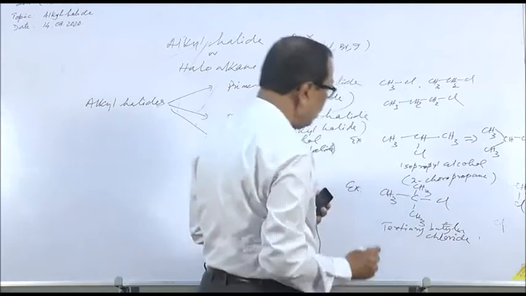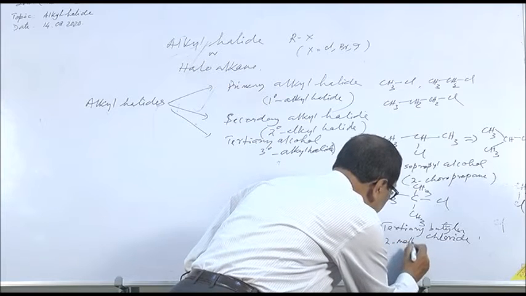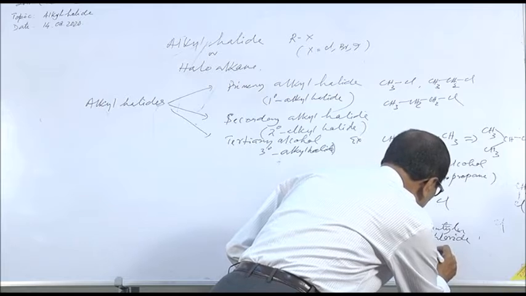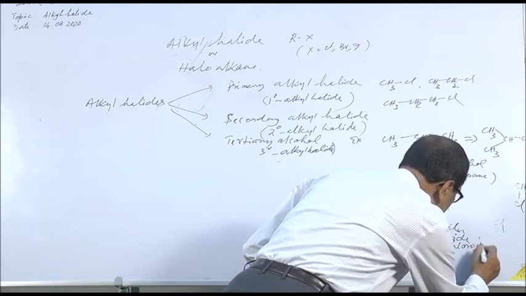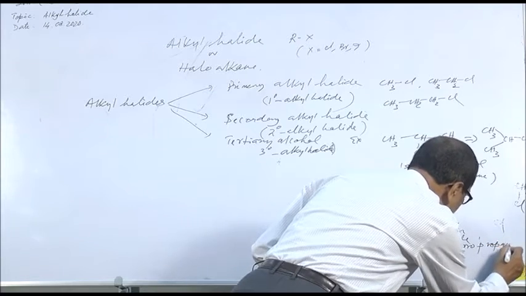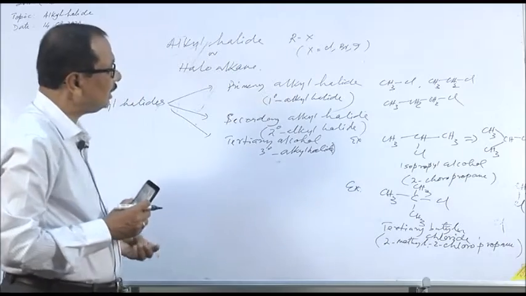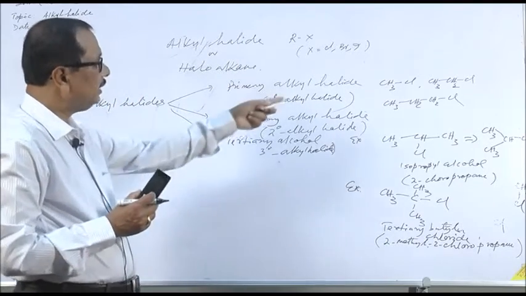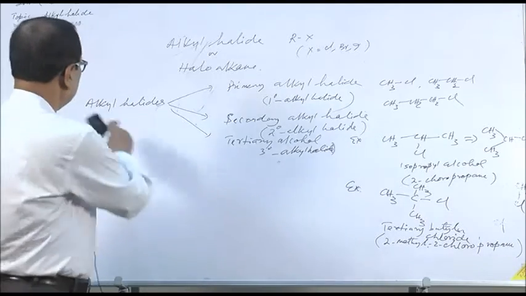Tertiary butyl chloride is called 2-methyl-2-chloropropane in the IUPAC system. So, alkyl halides are classified into 3 categories: 1 degree, 2 degree, and 3 degree alkyl halides, with examples like these. Now, let us come to the nomenclature of alkyl halide.